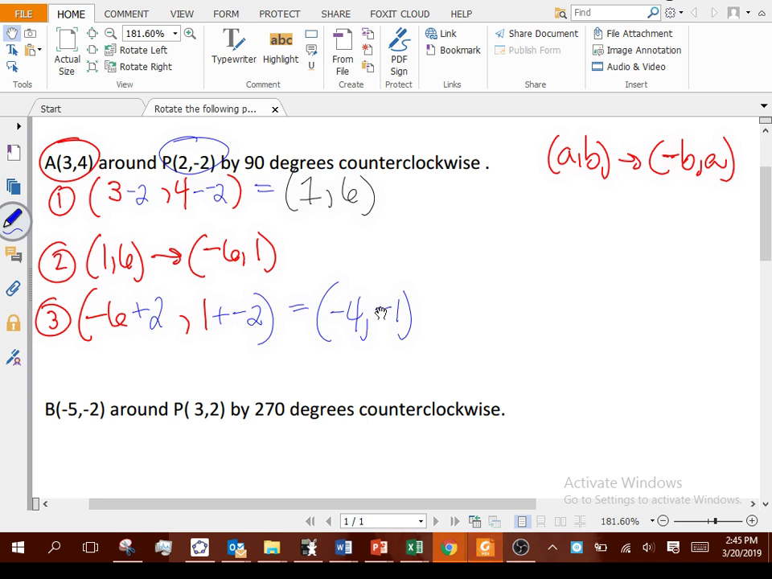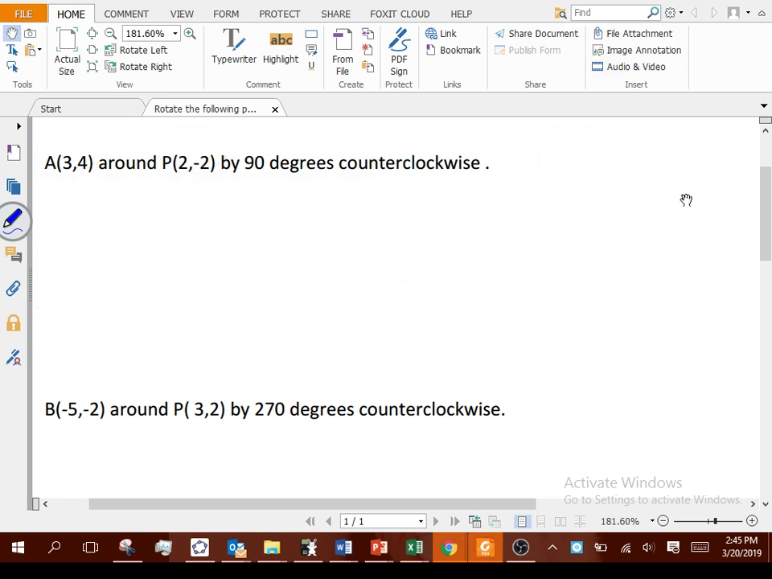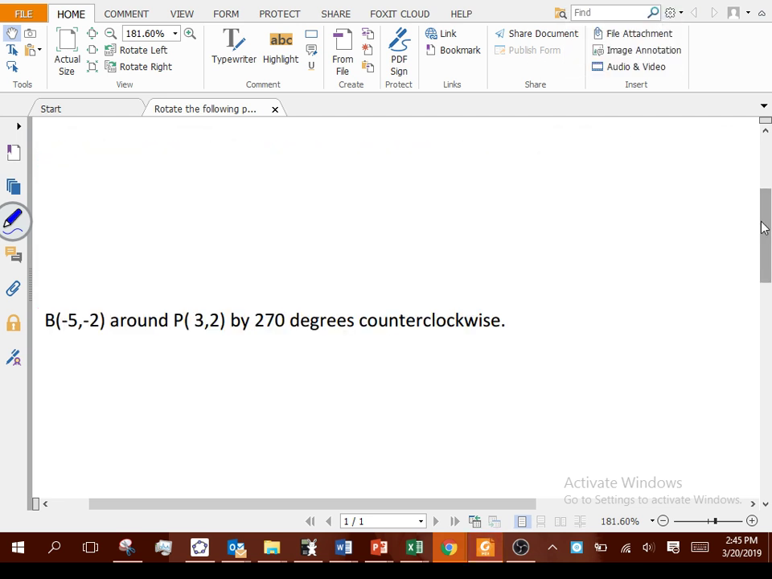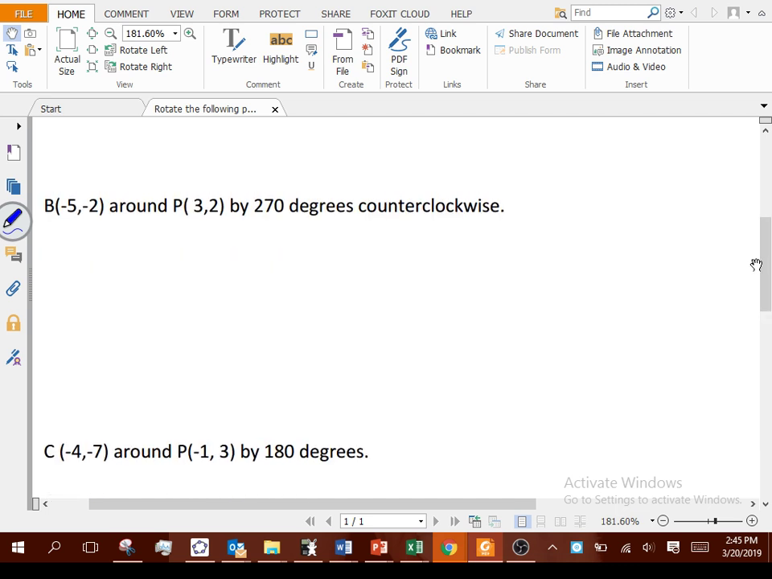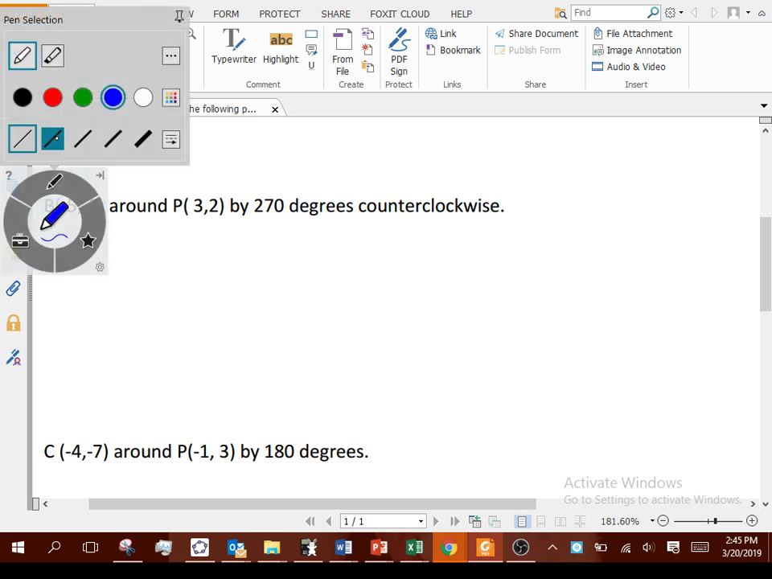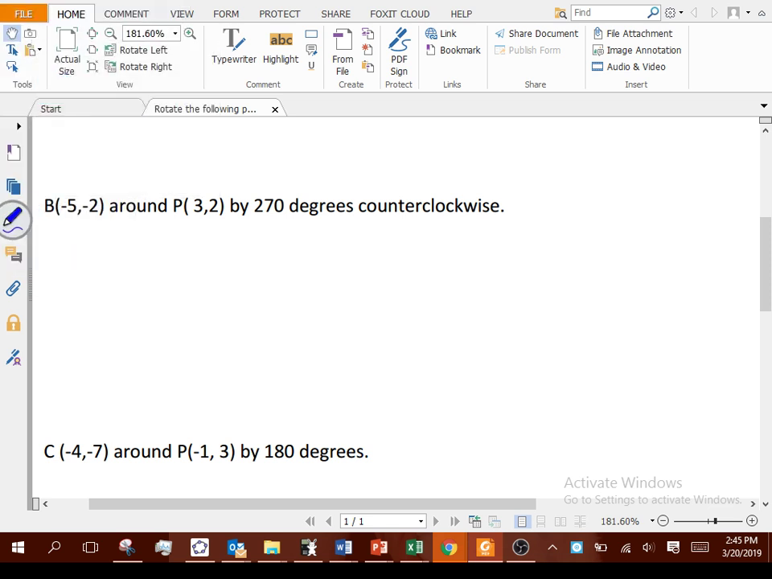Now, let's talk, and I'm going to give you one here that was not in the assignment. So let's say that I want to take B of -5, -2, and let's say C of 3, 7, and let's say D of 2, 1. And I want to rotate those 3 around this same point. Well, think about how you could do this.